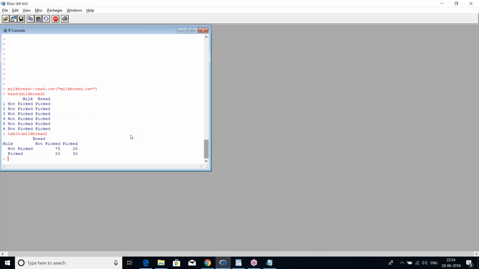This is a 2x2 matrix, right? On the left hand side you have milk, and this is the first decision. The assumption is that milk is picked first, and then we're deciding whether bread is picked along with it or not. So it's kind of a sequence analysis as well. When milk is not picked, bread is also not picked about 75 times, and similarly you can make sense of the rest of the observations.